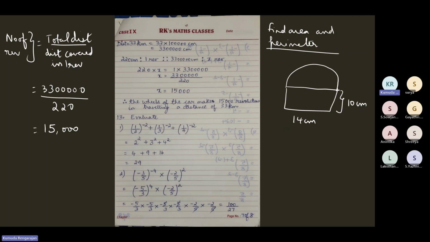So this figure has a rectangle and a semicircle. Find the area of the rectangle, L into B. Then find the area of the semicircle, half into pi r square. Pi r square is for a circle, so for a semicircle, half into pi r square. R is 7 because diameter is 14, so R is 7. Do that and find the area.